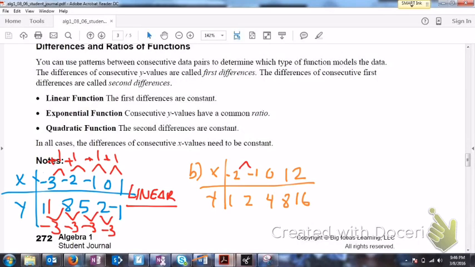Up top, we're adding 1 again. It's the same numbers as the last one. Add 1 each time. What are we doing on the bottom? Well, you'll notice the first two numbers we'd add 1, the second ones we'd add 2. Those aren't the same. So then we'll look to see if we multiply.